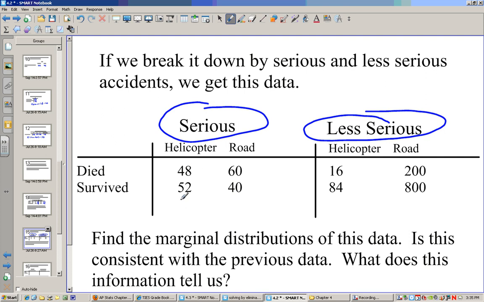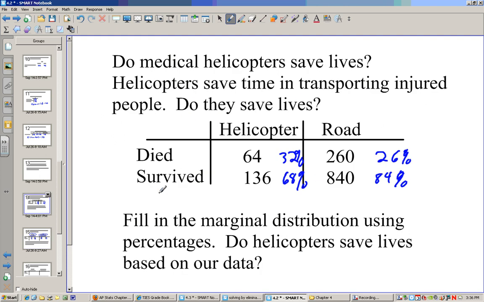Now, when we do that, this is out of 100, so this would be 48% and 52%. These are also out of 100, so 40 and 60%. These add up to 100, so 16% and 84%. This adds up to 1,000, so that would be 20% and 80%. So when we divide it up, helicopters have a higher survival rate than an ambulance on serious injuries. Also, when we come to less serious injuries, helicopters also have a higher rate. So it's the exact opposite from the compiled data.